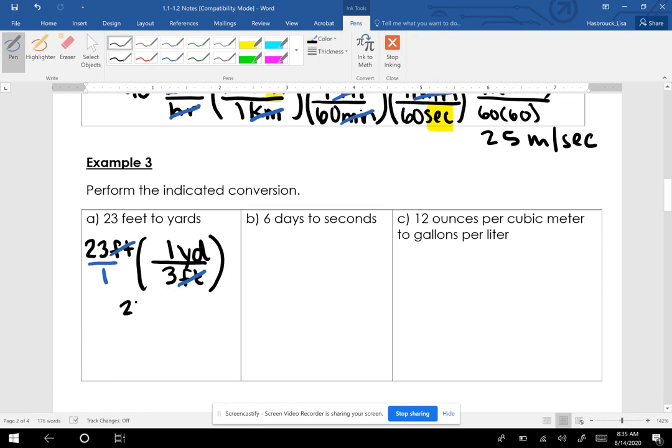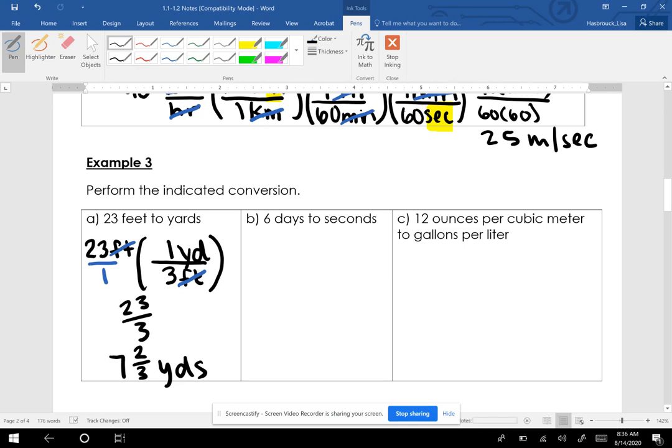Ultimately, you should get 23 divided by 3, which is 7 2/3 yards. So notice I did not change this to decimals. We're going to try and avoid decimals as much as we can. If it doesn't start in decimals, we don't want to end in decimals. I was able to figure out that 3 goes into 23 7 times for that whole number. Well, 7 times 3 is 21. So if I take 21 away from the 23, I have 2 left. And so that's where the 2/3 comes from.